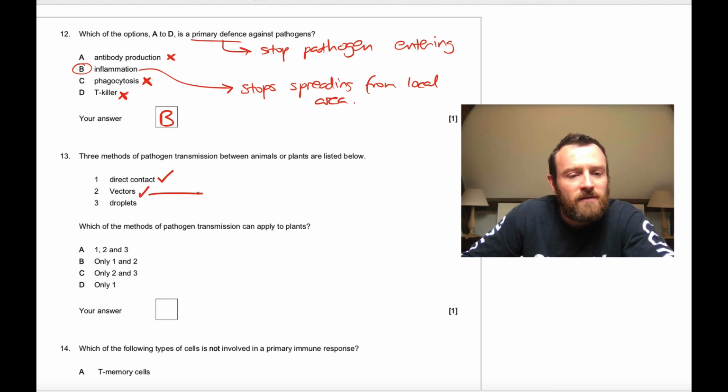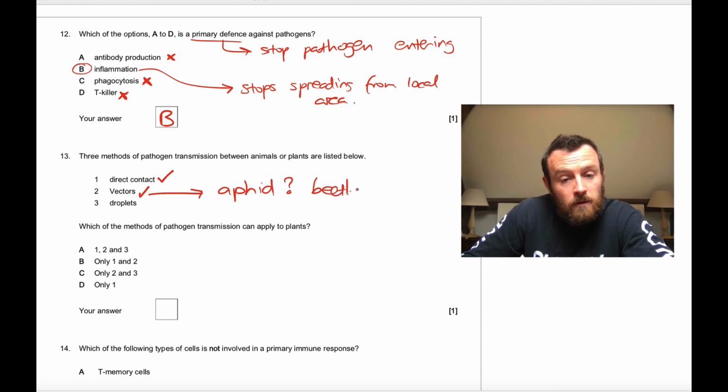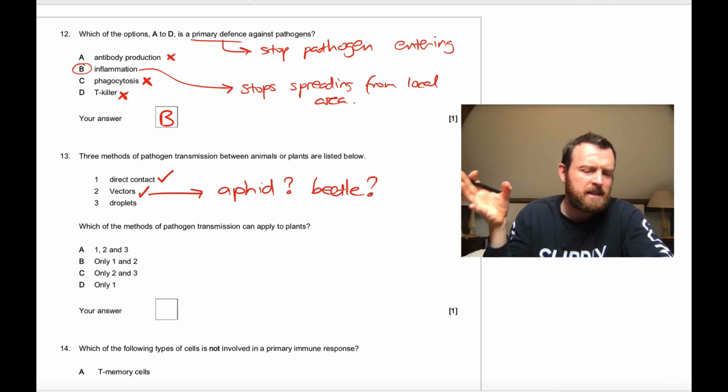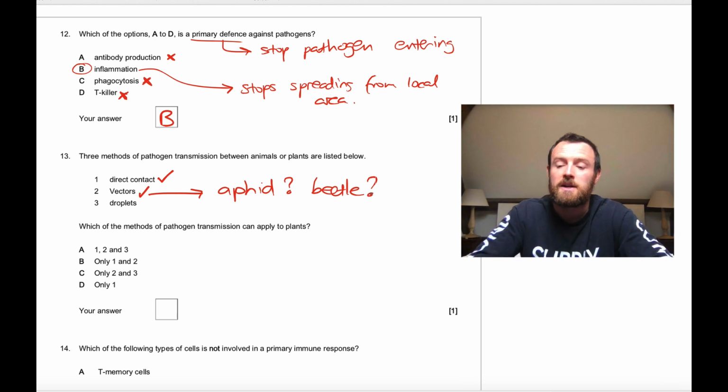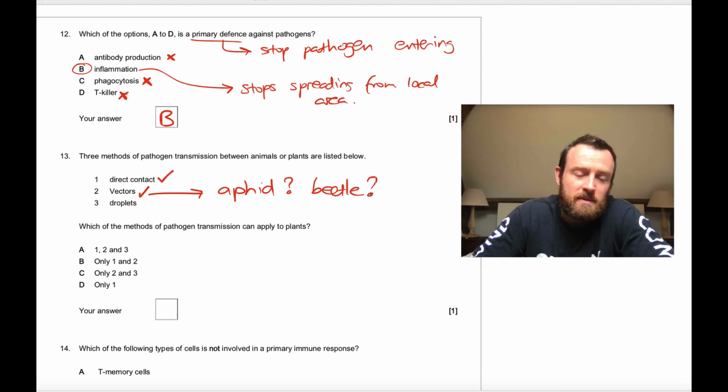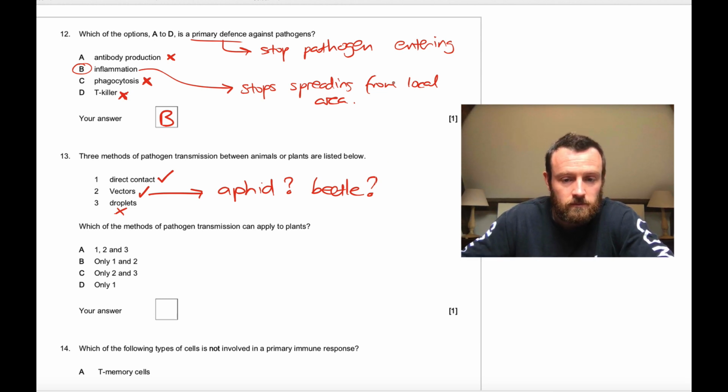So what might be a vector for a plant? Well, maybe something like an aphid could be, or a beetle. An aphid goes and feeds on one plant, picks up a virus with its mouth parts, goes and feeds on another plant. And then we have a vector transmission. Droplets, no. Plants don't cough and sneeze and they don't breathe, so we don't have any droplets knocking about. So it's only 1 and 2. B.